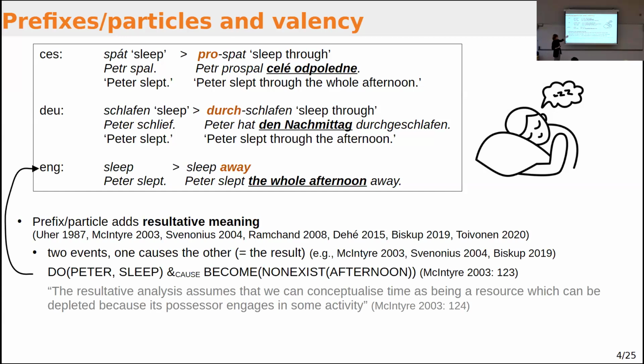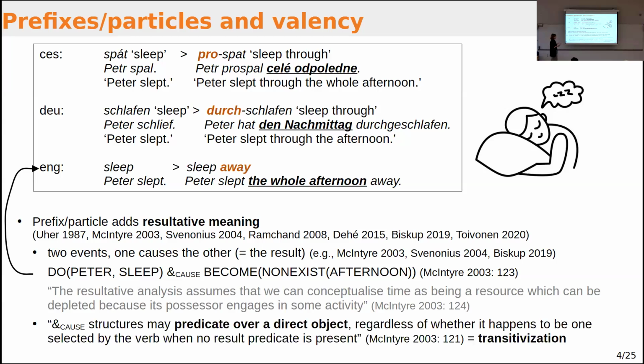For example, the sentence, Peter slept the whole afternoon away. We have the action where Peter does something, he sleeps, and then that causes the afternoon to be depleted or non-existent. And so, because we have a resulting state, it makes sense that we need an affected entity that is in that kind of resultative state. And that entity will often be expressed in the direct object position in a basic sentence with the verb in the active voice.